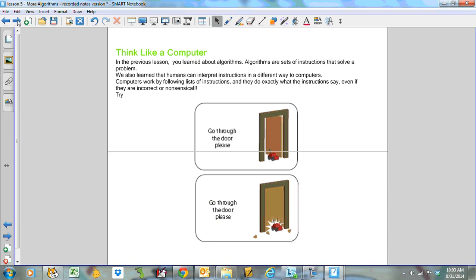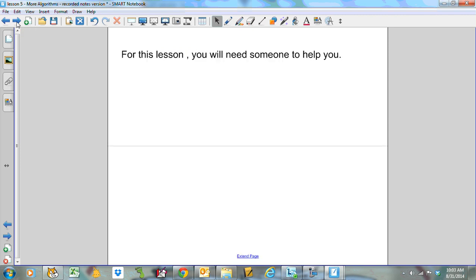Okay, so for example, if you tell a robot to go through the door, please, and the door is open, well, then that's not a problem. And if you told a human to do that, they would know enough to open the door. But if the door is closed, the robot will try to go through the door and doesn't even realize that the door is closed. So that's sort of one difference there between computers and humans dealing with algorithms.